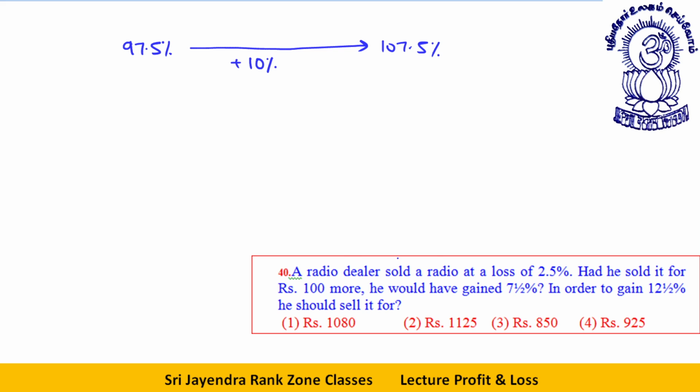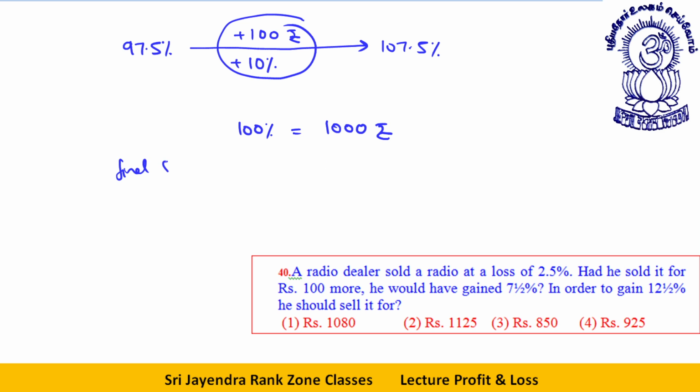Okay, a radio dealer sold a radio at a loss. Had he sold it for rupees 100 more, he would have gained. So this 10% means this is 100 rupees. Clear? 10% means 100 rupees. So therefore 100% means how much? 100% means 1000 rupees. In order to gain 12.5%, therefore final SP will be what? 12.5% extra. Or I can say profit is what? This is 100 rupees.